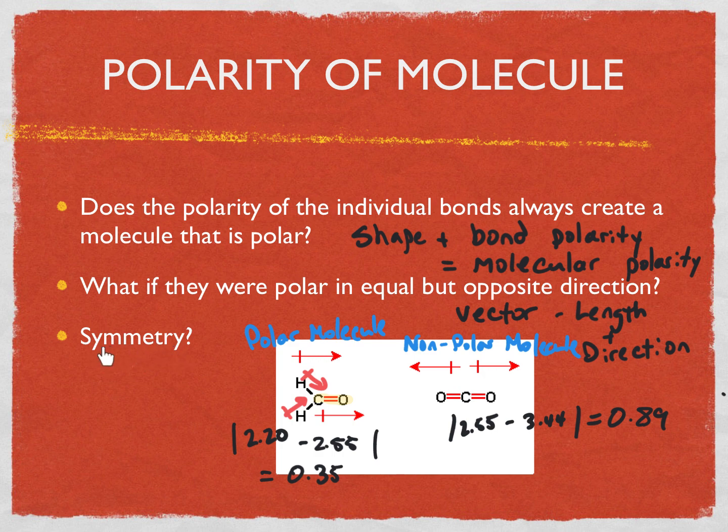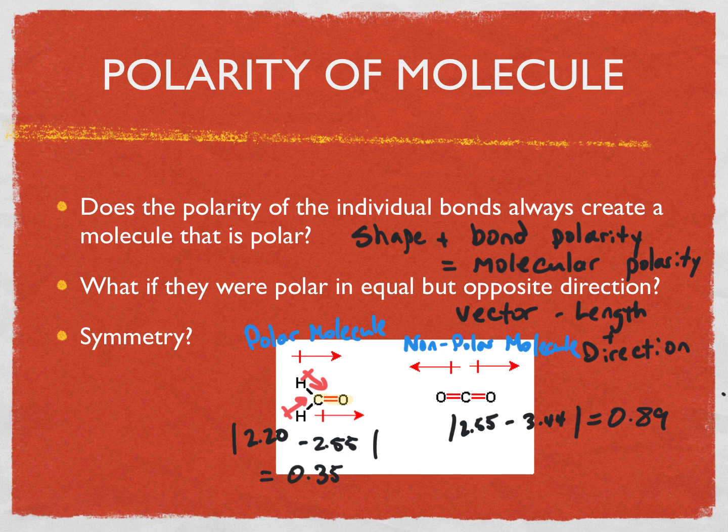How does symmetry of the molecule play a role? Now, both of these molecules exhibit symmetry. This is a linear molecule, so it's symmetrical. If I draw a line down the middle, it's the same on both sides. And this molecule is symmetrical as well, because if I draw a horizontal line and you fold it over, you'd get the same molecule on both sides.